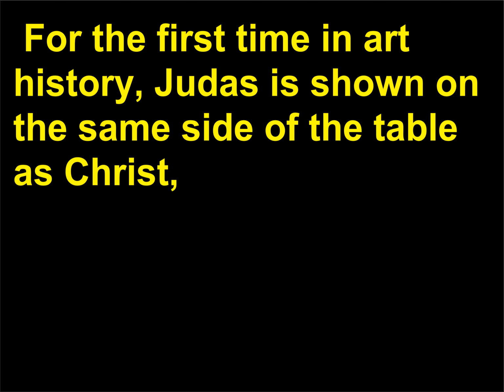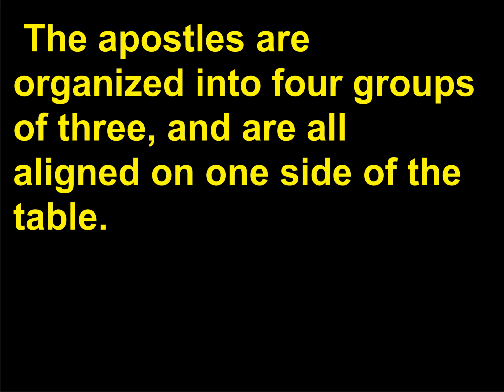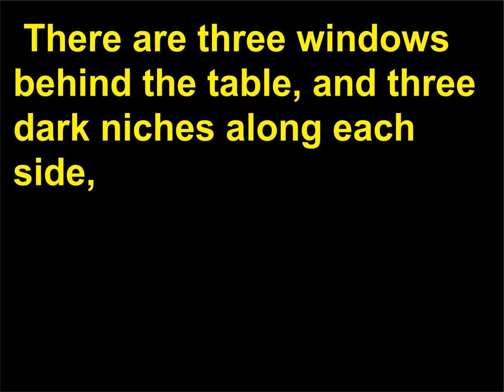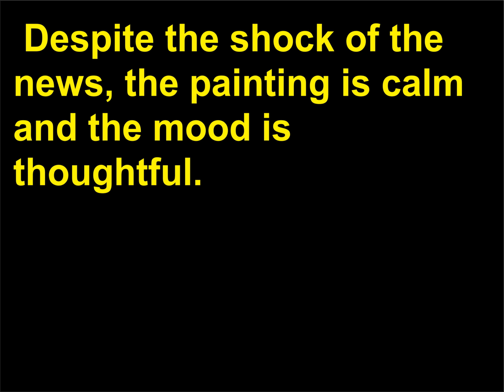For the first time in art history, Judas is shown on the same side of the table as Christ, though he leans away, betraying his guilt to the viewer. Like other works of Renaissance art, the story is clearly visually articulated. The apostles are organized into 4 groups of 3, and are all aligned on one side of the table. There are 3 windows behind the table, and 3 dark niches along each side, 3 being associated with the Holy Trinity. Despite the shock of the news, the painting is calm and the mood is thoughtful.